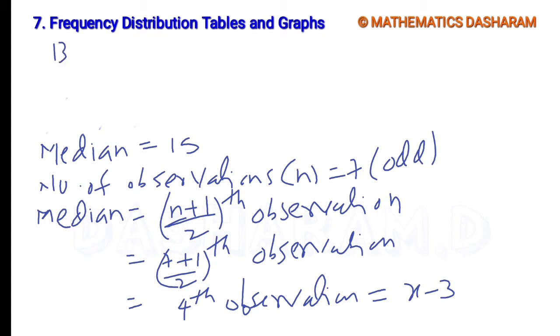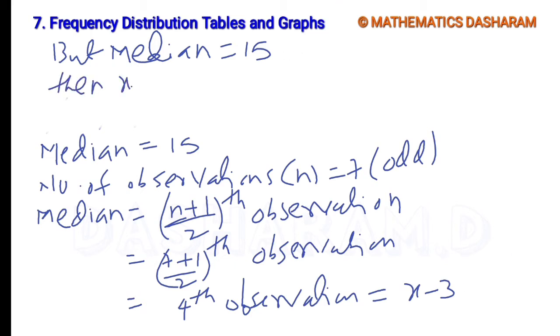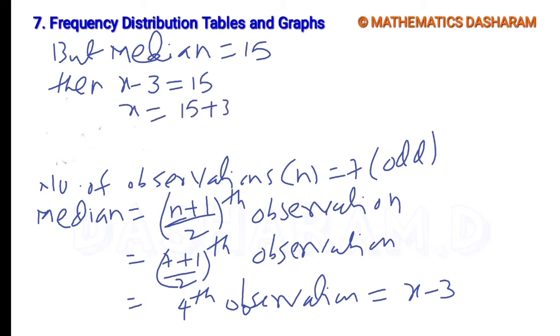But in the question, the median answer is given. What is the median answer? 15. So then we can equate the both. x minus 3 equals 15. x equals 15 plus 3. So then x equals 18. So our required answer is 18.